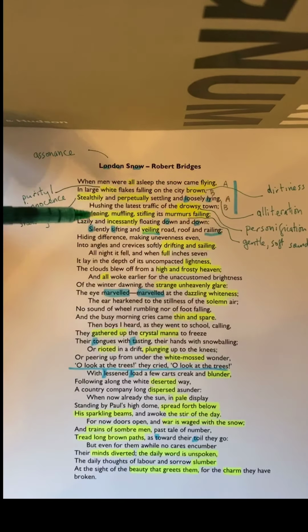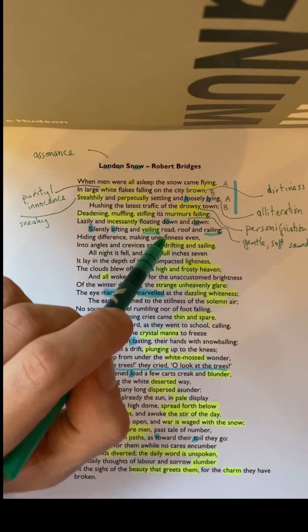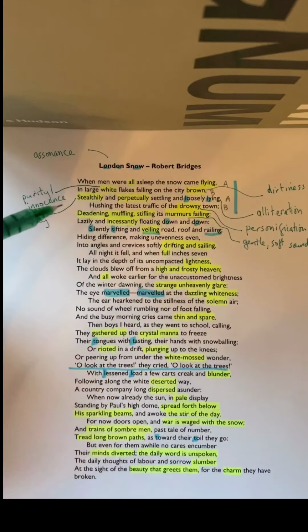So silently sifting, I've picked out here again the alliteration, to check your spelling. It's over there, and it's veiling road, roof, and railing. Now, veiling is an interesting word. Obviously, a veil is part of a wedding dress, and it's used to cover the bride's face before the wedding, and the snow is performing a similar function here. It's covering the town, and Bridges lists three of the specific parts of the town that are being covered: the road, roof, and railing.